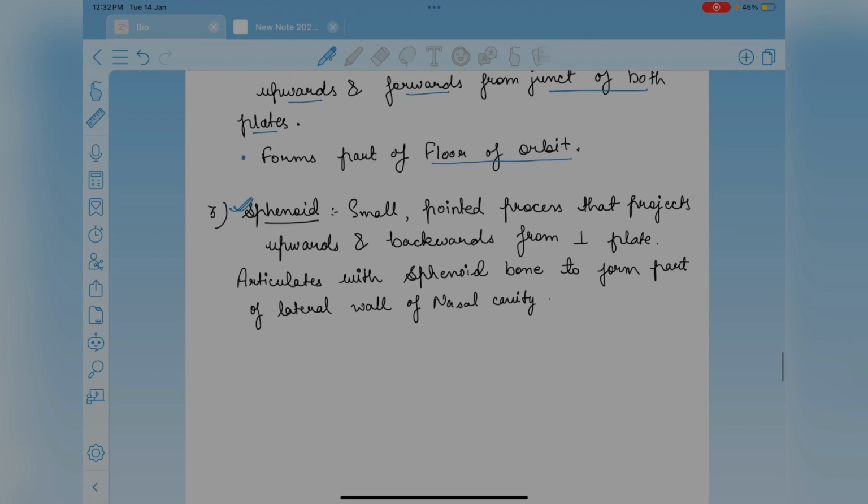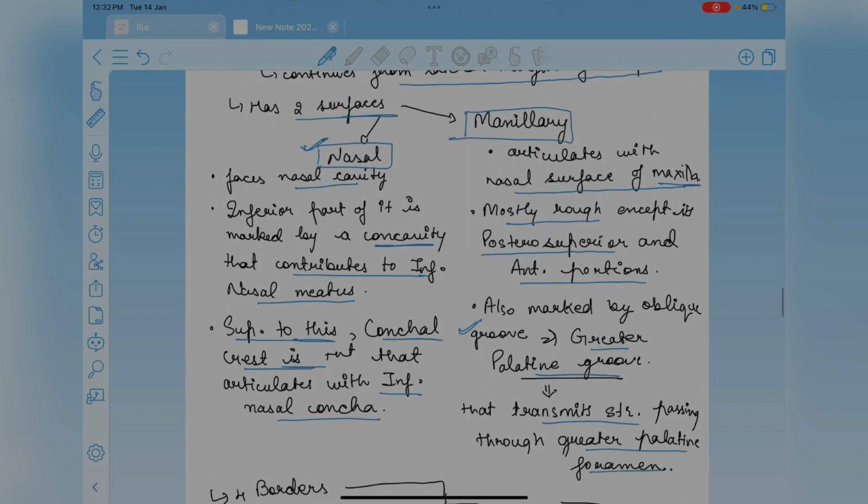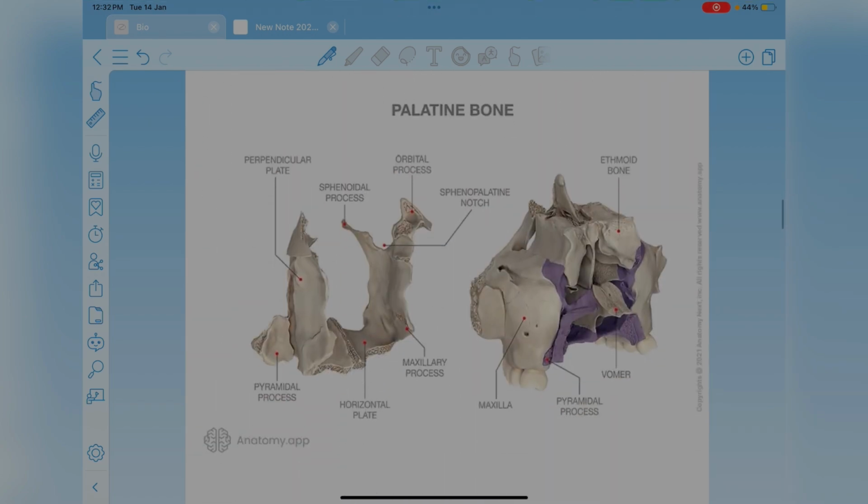And the last process is the sphenoid. It is a small, pointed process that projects upwards and backwards from the perpendicular plate. It articulates with the sphenoid bone to form part of the lateral wall of the nasal cavity. Now we will focus on the diagram of the palatine bone. Here you can see there is a perpendicular plate and the horizontal plate that is giving its L-shaped structure to the bone. And there are processes: the maxillary process, orbital process, and the pyramidal process.